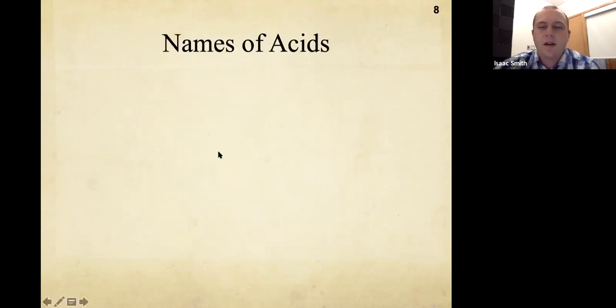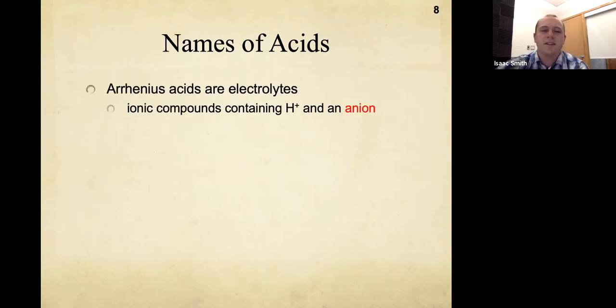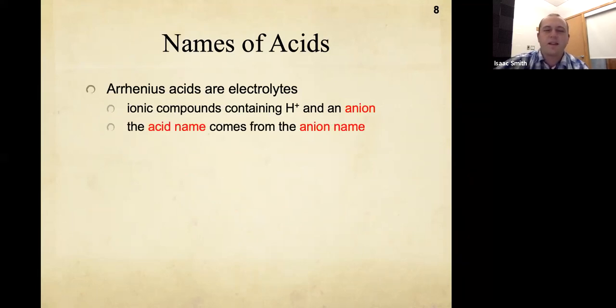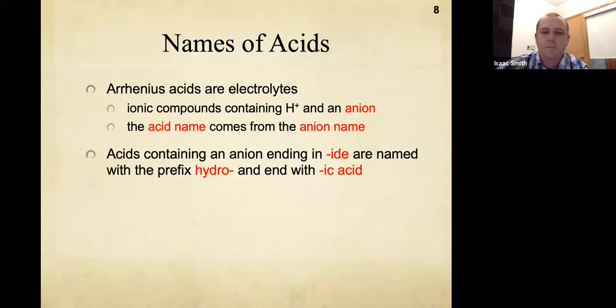Okay, so now let's talk about naming acids. Since you've already learned to name polyatomic ions and covalent compounds, it's a pretty simple transition here. When you have an ionic compound that contains H plus and an anion, the acid name comes from the anion name. So that's what you need to remember. I think there are 3 points here, and that's the first one.